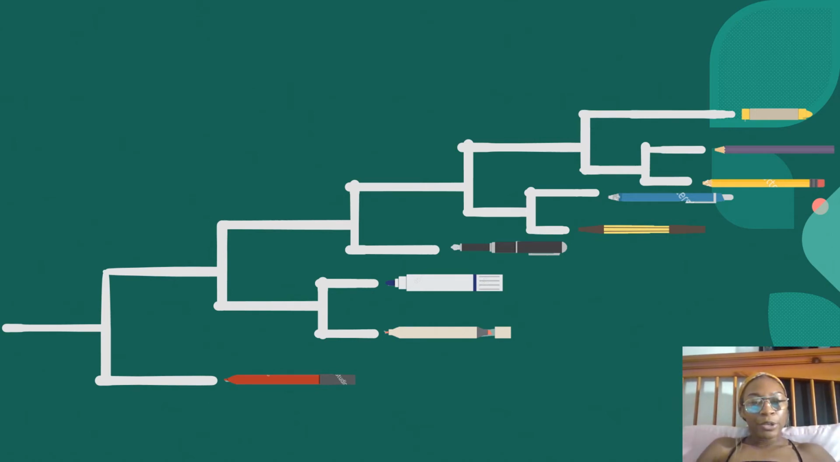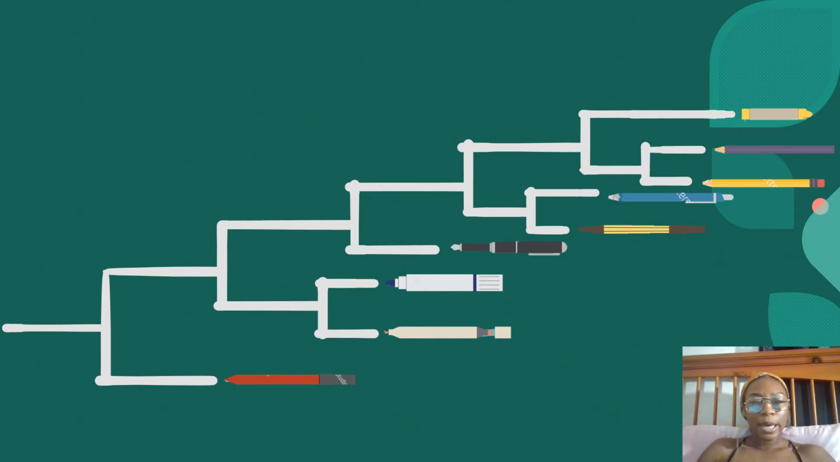So let's begin with our rooted tree and work our way back to our most recent common ancestor, which is also our outgroup in this case, the stylus. I chose this as our outgroup due to the fact that our modern technological world has made it to where we can write without paper.